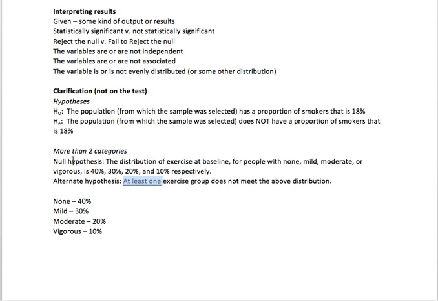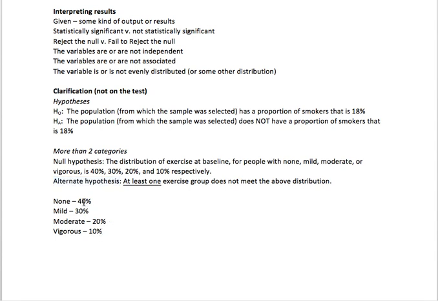It's because the null hypothesis and the alternate hypothesis have to capture all possible scenarios. If we say just at least one of them is not equal, the other ones could be distributed that way, but one of them could not meet it. So let me give you an example of how that could happen. Here we have our none, mild, moderate, vigorous. Here's our 40, 30, 20, 10.